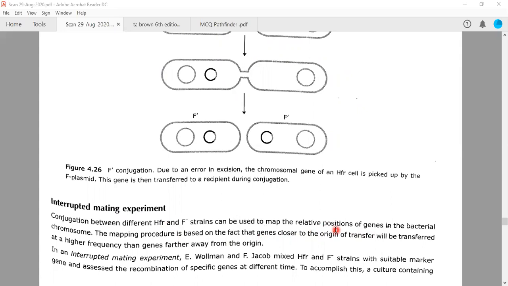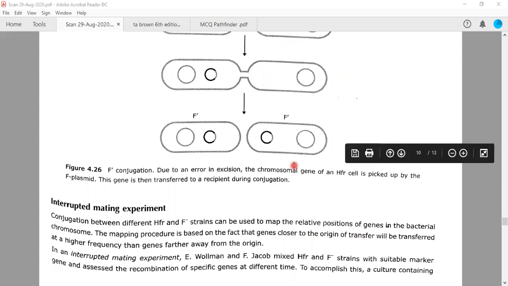Wait a minute. Actually, my internet is fluctuating. I need to fix it. Otherwise, you will face the problem.